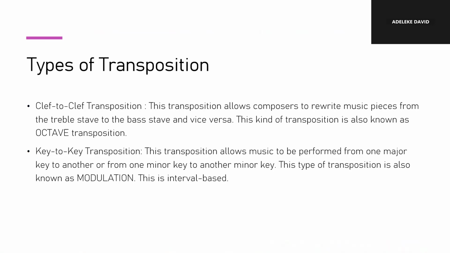Move on to the next one, the key-to-key transposition. This allows music to be performed or rewritten from one major key to another major key, or from a minor key to another minor key. This is where we have a change of key or keys in music. And this type of transposition is also known as modulation, as the case may be.